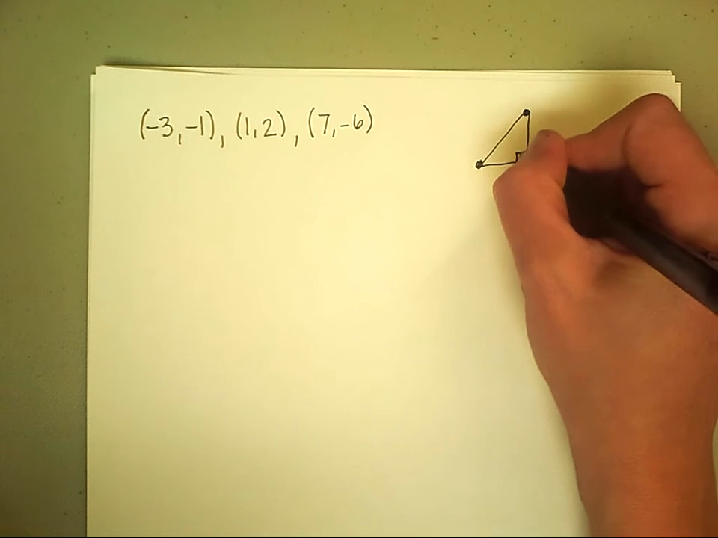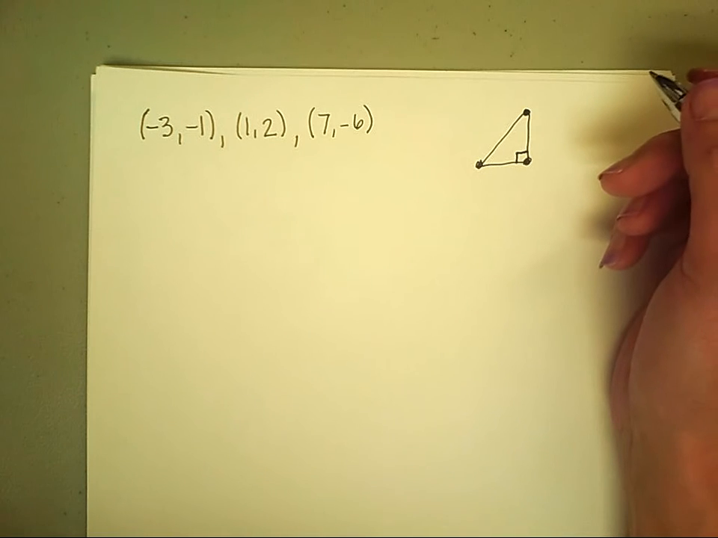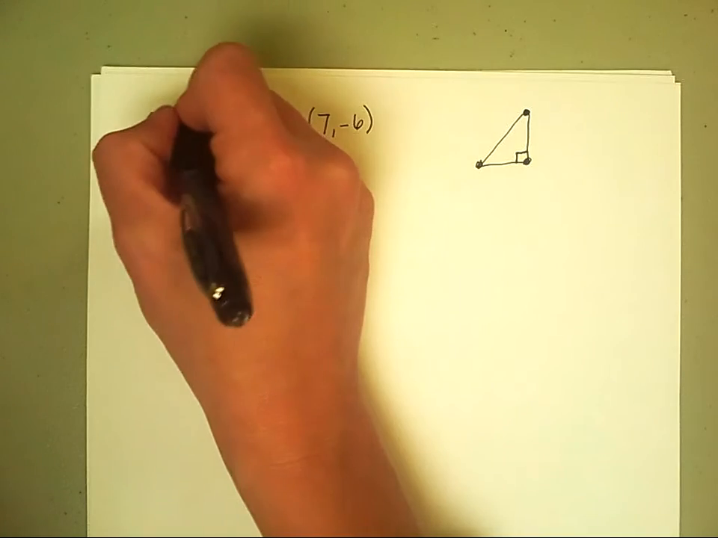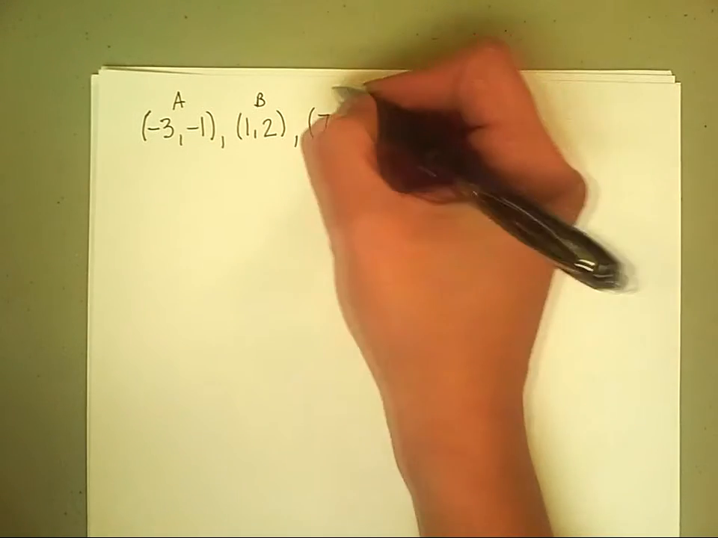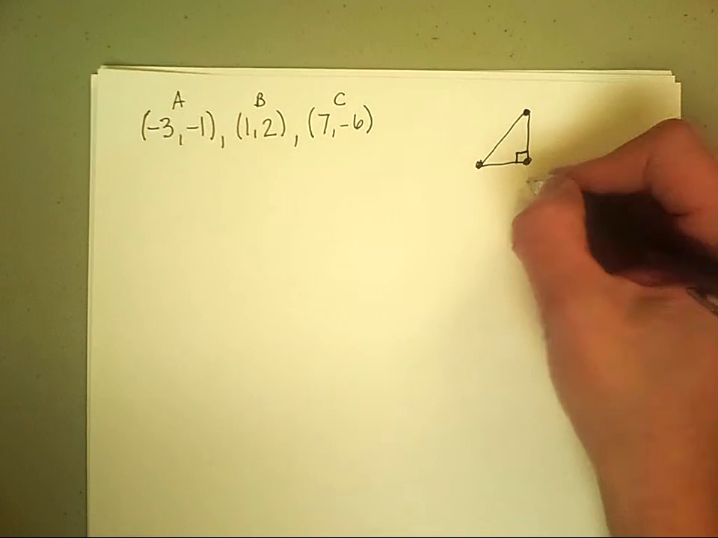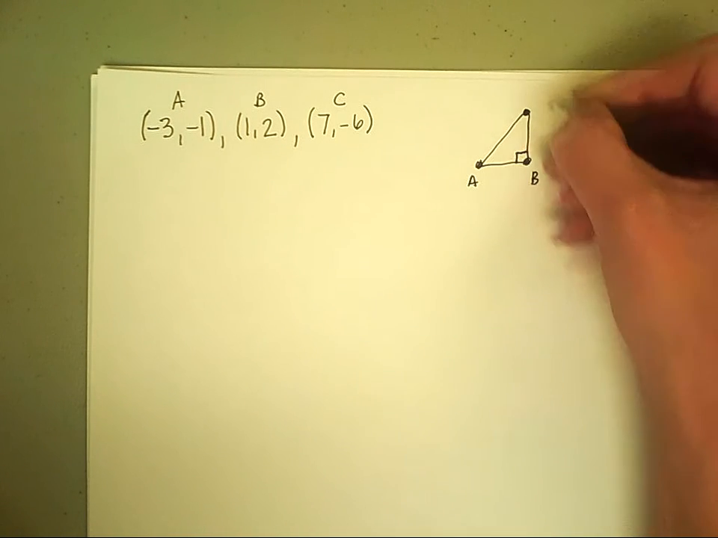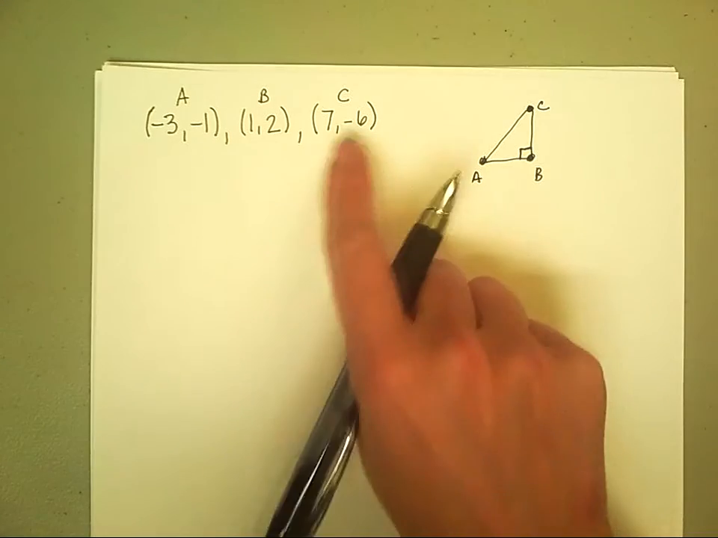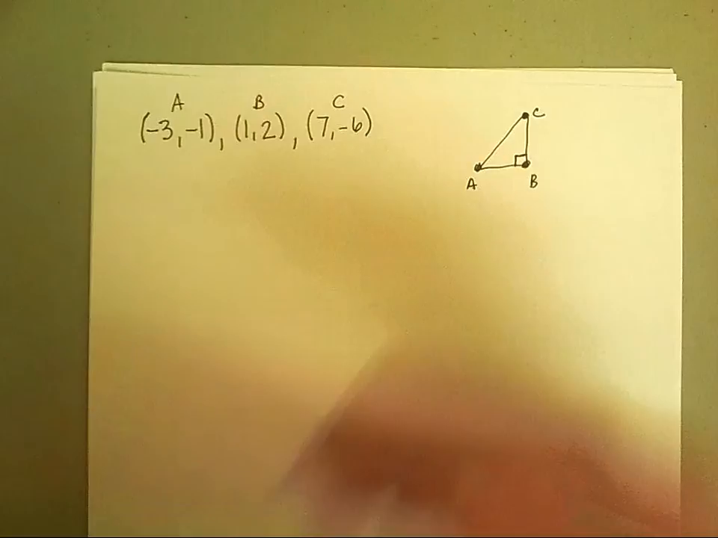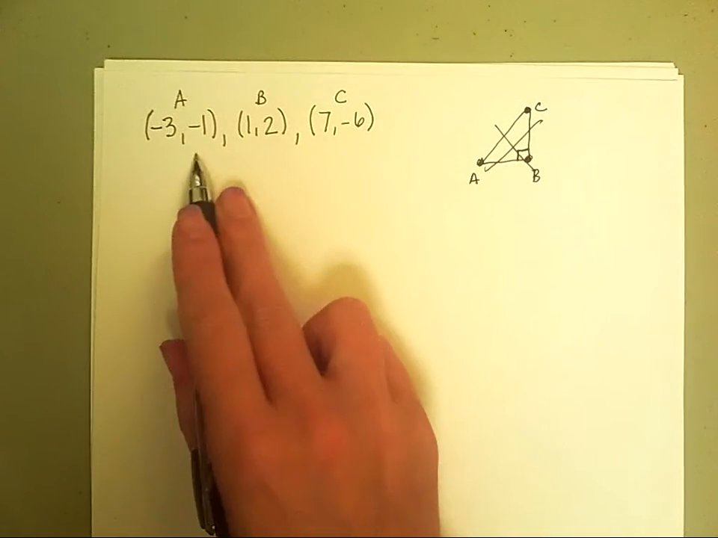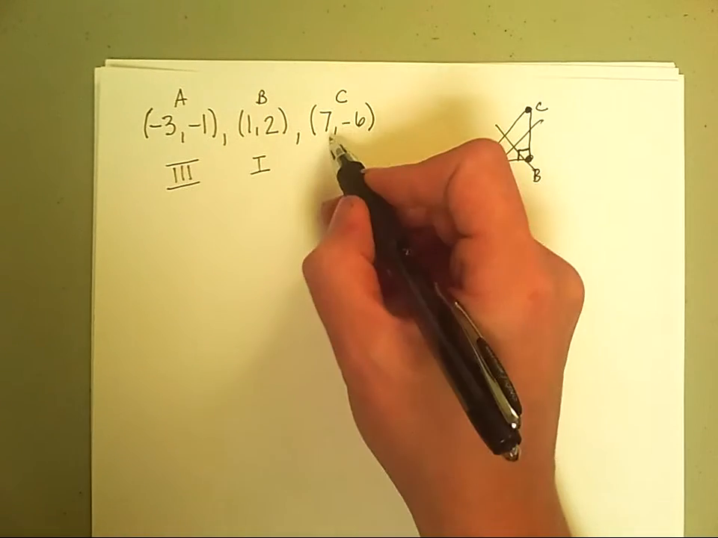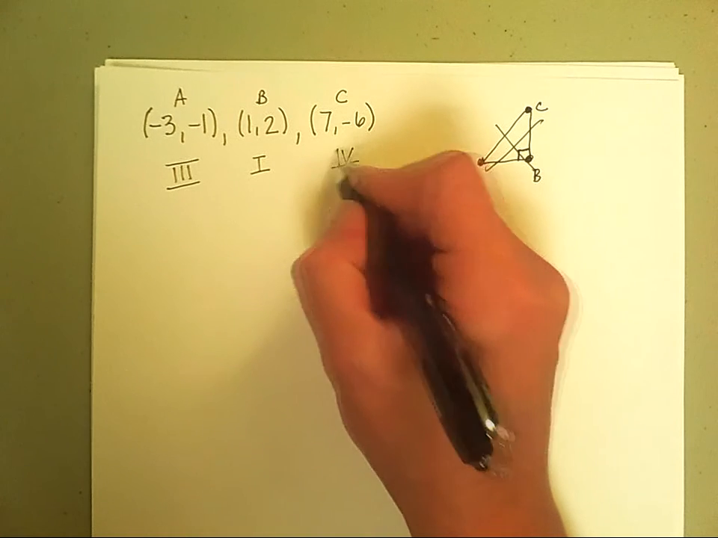Well, how are we going to do that? Let's label these points so it makes a little bit more sense to us. I'll arbitrarily label them here. Let's say this is A and this is B and this is C. I know it doesn't make any sense. This one's in quadrant 3, this one's in quadrant 1, and this one's in quadrant 4.